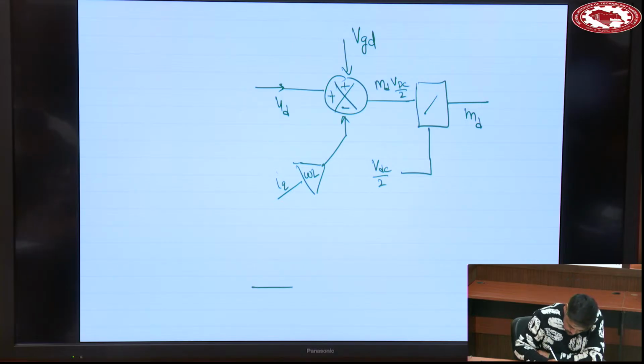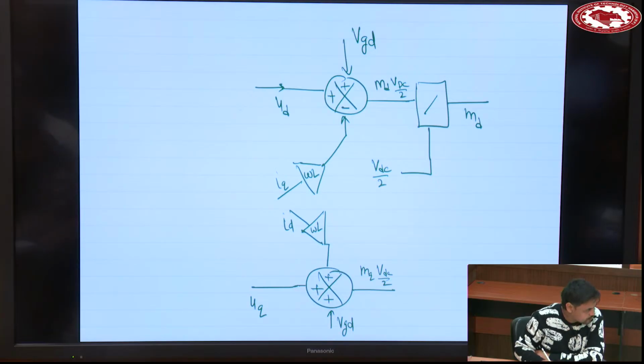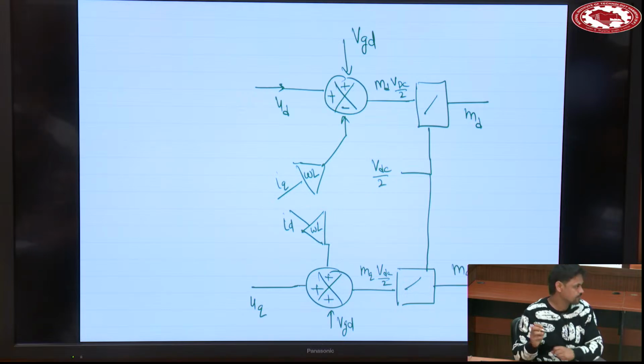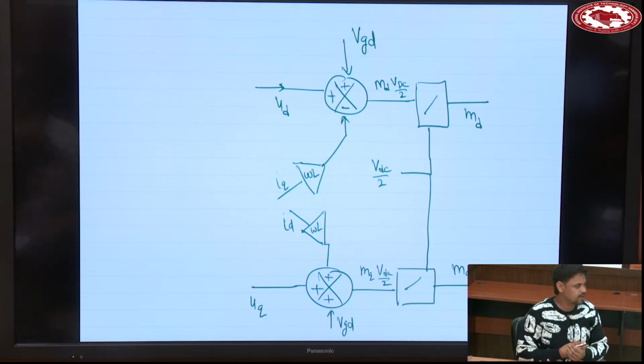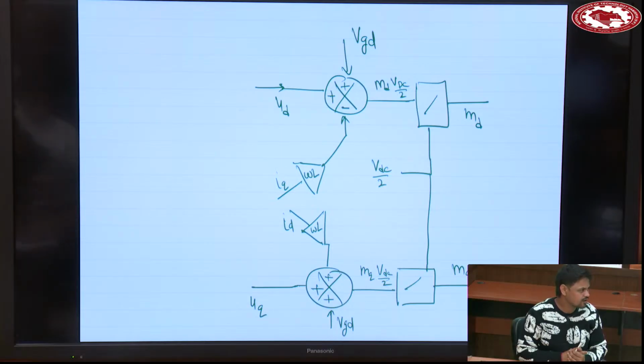Similarly for Q, UQ, VGD, ID omega L, this will be MQ VDC by 2, divided by VDC by 2, you can get MQ. Once you got MD MQ, you can do the inverse Park transformation, you can have DQ to ABC transformation, you can have MA, MB, MC, and this is what they did. Then it will be compared with a triangular wave and you can have switching pulses.